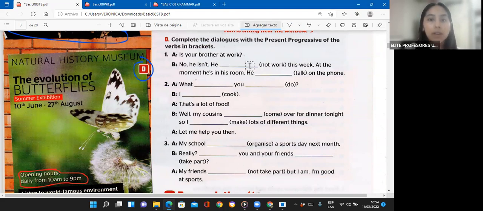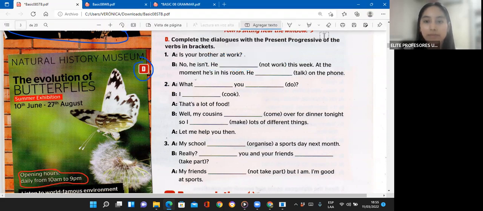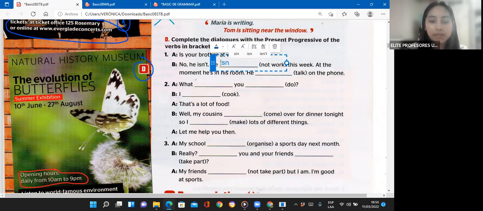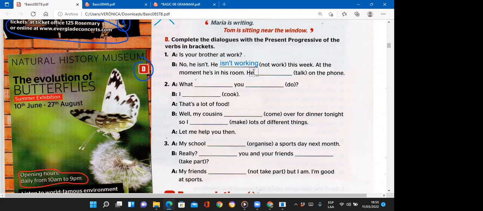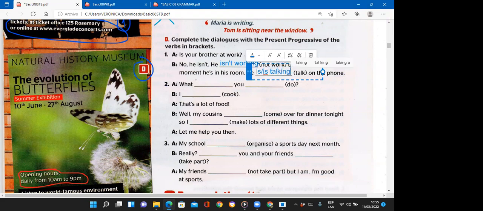Okay, is your brother at work? No, he isn't. He isn't working this week. At the moment, he's in his room. He is on the phone. He's talking. He is talking. Okay, the next one.